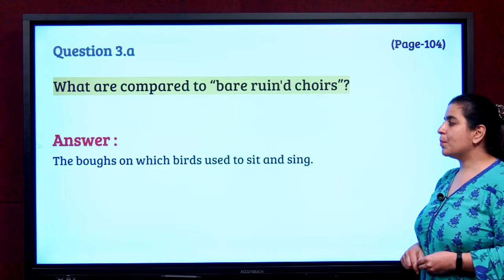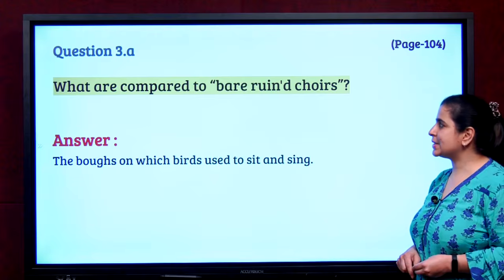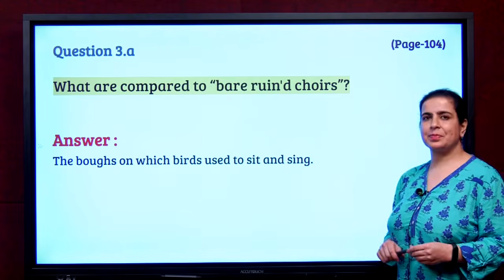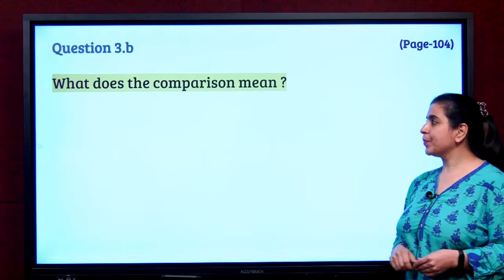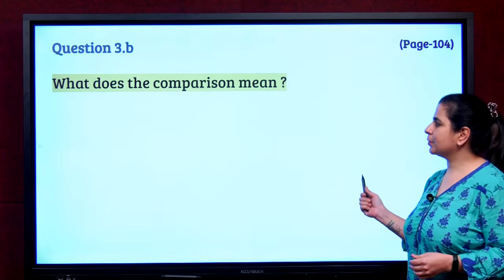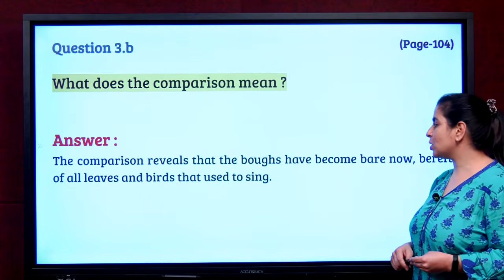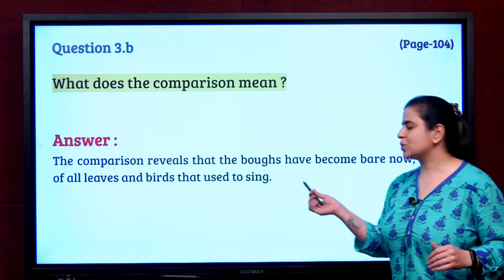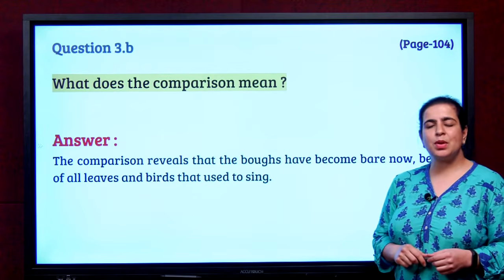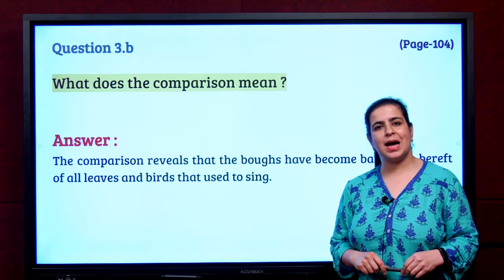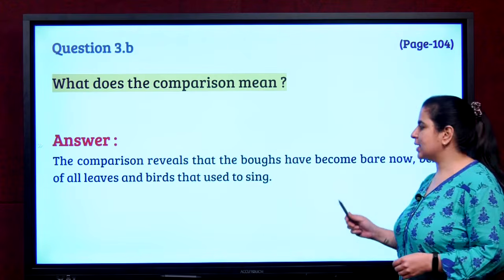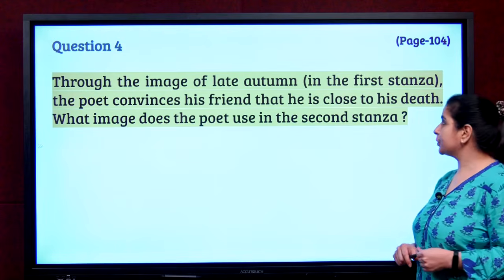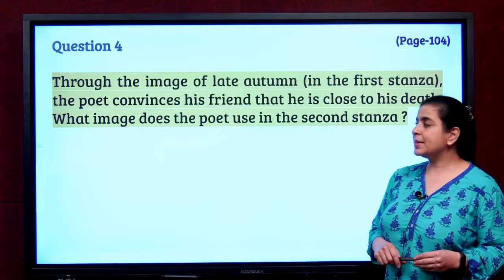What are compared to bare ruined choirs? Two things: the boughs on which birds used to sit and sing. These are compared to the bare ruined choirs. Next, question 3b. What does the comparison mean? The comparison reveals that the boughs have become bare now, bereft of all the leaves and birds that used to sing. The tree seems to be very lonely now without the leaves and the birds, as compared to the poet's life.